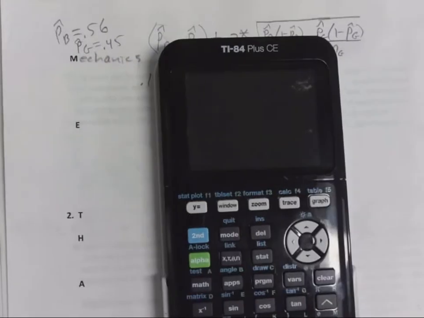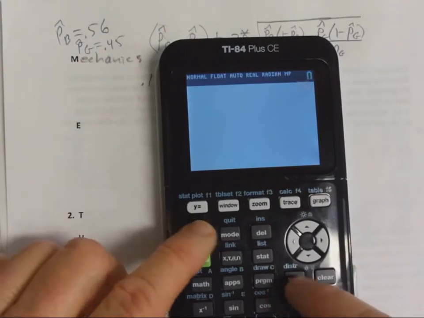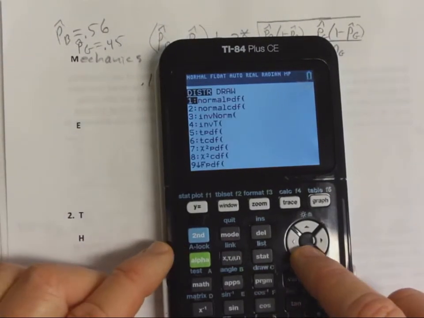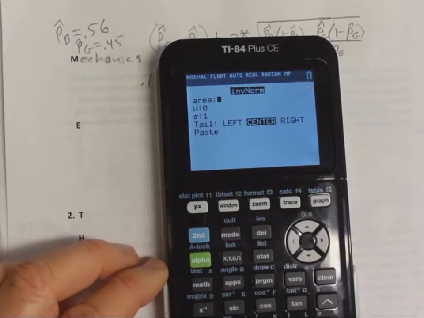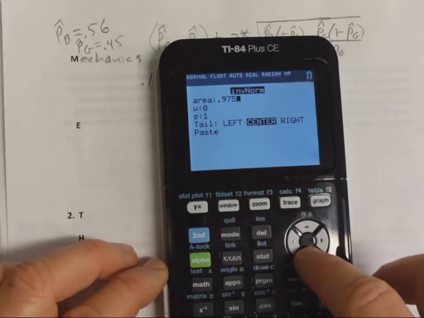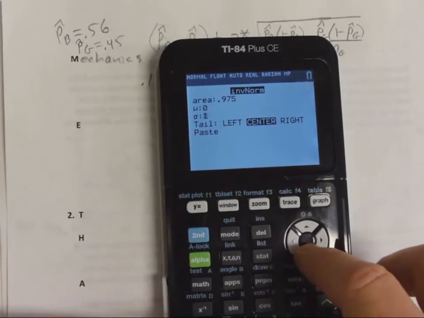If you were to go like this and say, okay, second distribution and go to inverse norm of 0.975, because you have 2.5% on each tail.